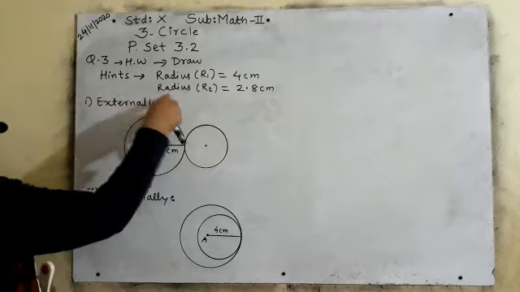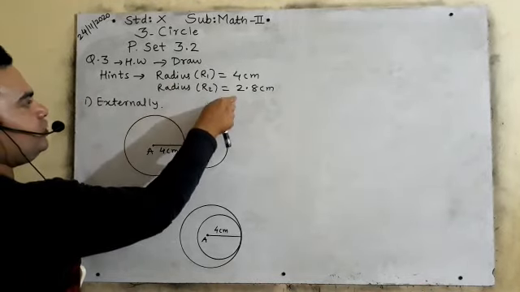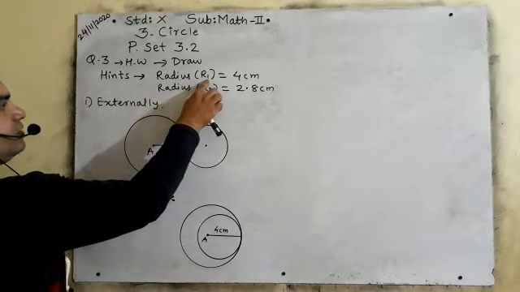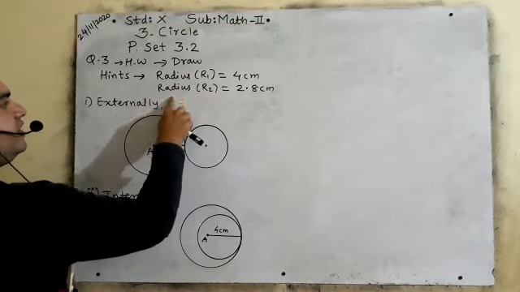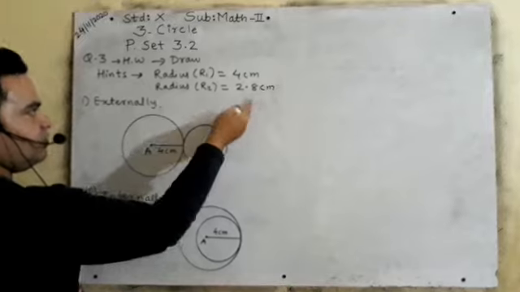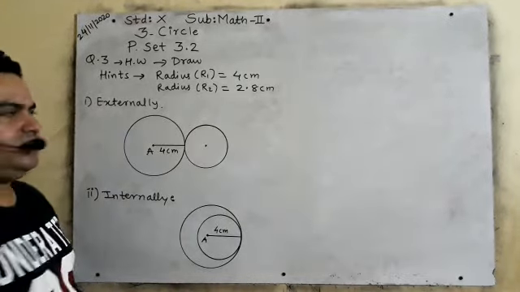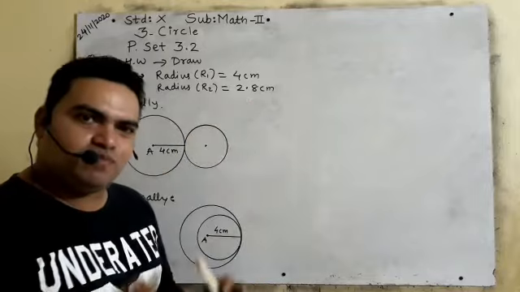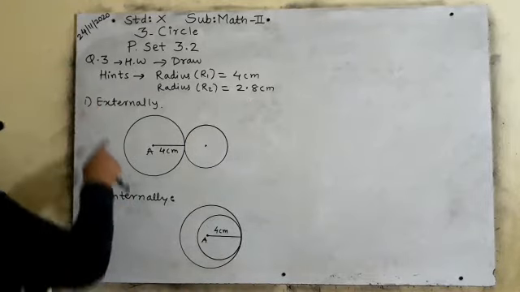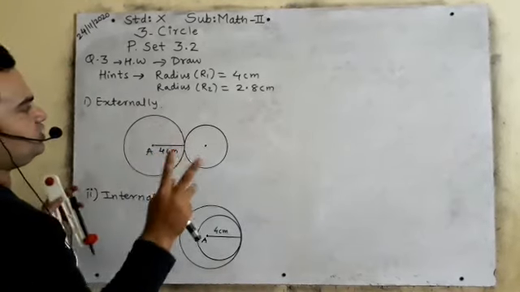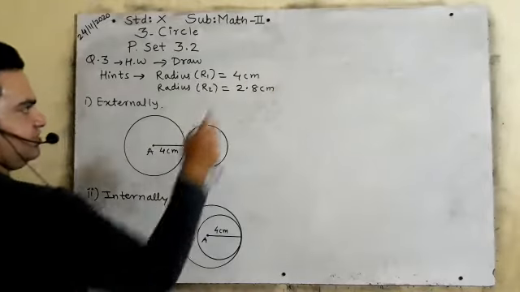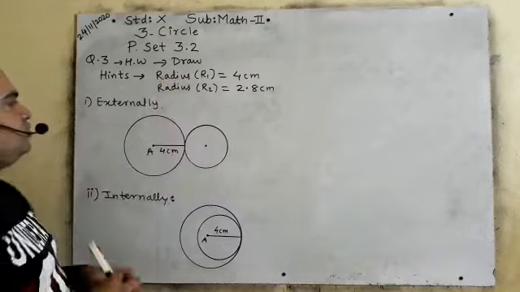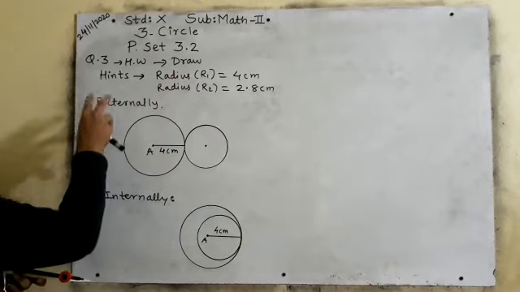See, I will give you some hints. In the question, 2 radii are given to you. See here, radius number 1, 4 centimeter, radius number 2, 2.8 centimeter. It means one circle will be bigger and one circle will be smaller. So first, externally we have to draw 2 circles with these given radii, the bigger radius and the smaller radius. So first we have to construct externally.